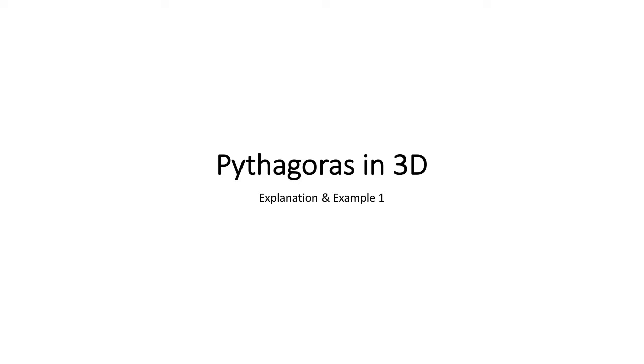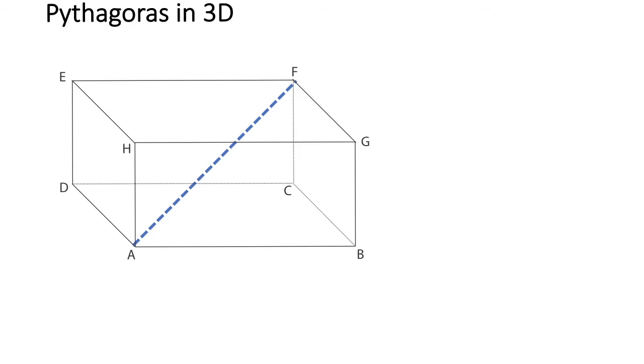This video is going to have a look at an explanation as to how we calculate Pythagoras within a 3D shape and complete an example. So when we are calculating Pythagoras in 3D, we are often asked to find a length within the shape that does not form part of the edges.